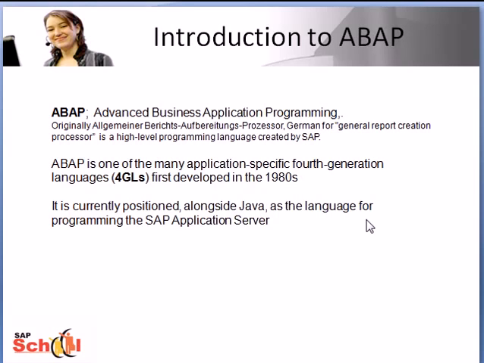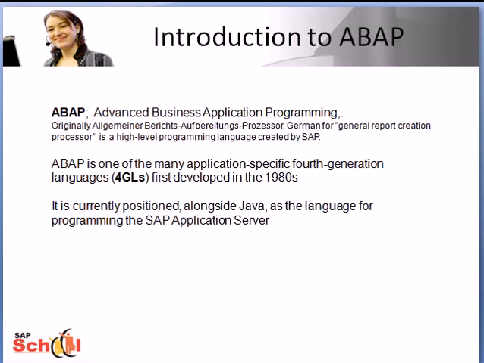ABAP programs execute under the control of the runtime system, which is part of the SAP kernel. The runtime system is responsible for processing ABAP statements, controlling the flow logic of screens, and responding to events such as a user clicking on a screen button. In this sense, it can be seen as a virtual machine comparable with the Java virtual machine.